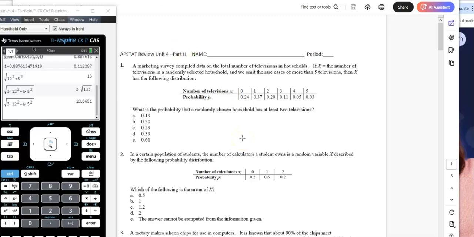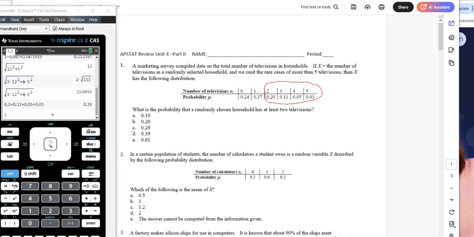A marketing survey compiled data on the total number of televisions in households. If X is the total number of televisions in a randomly selected household, and we omit rare cases of more than 5 televisions, then X has the following distribution. What is the probability that a randomly chosen household has at least 2 televisions? So we're looking at least 2, which includes those, right? So get your calculator out: 0.2 plus 0.11 plus 0.05 plus 0.03. 0.39 should be the answer.